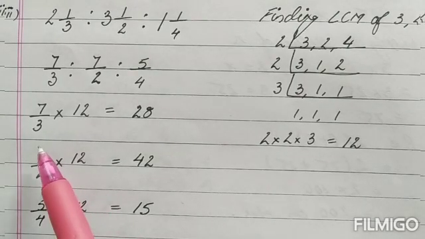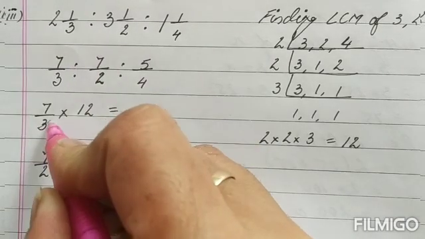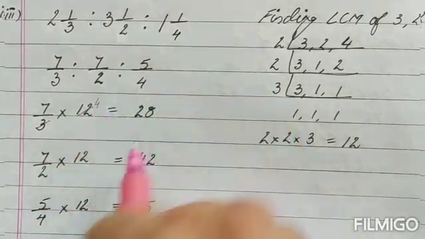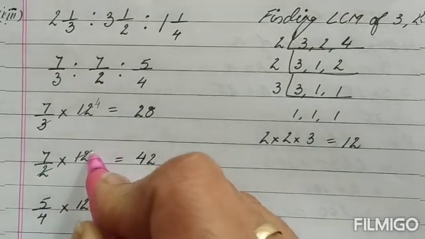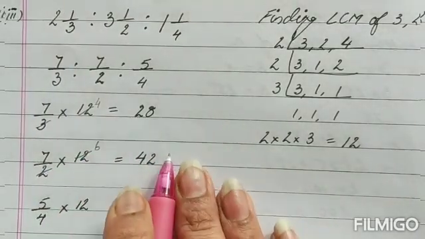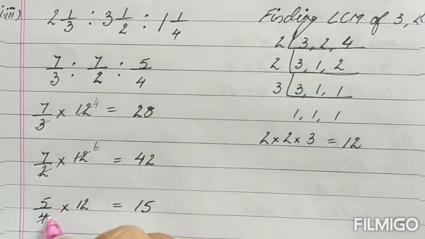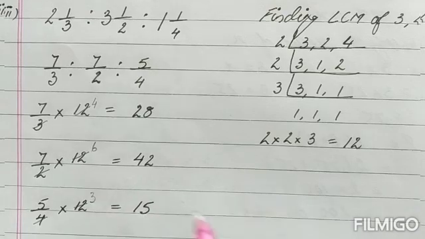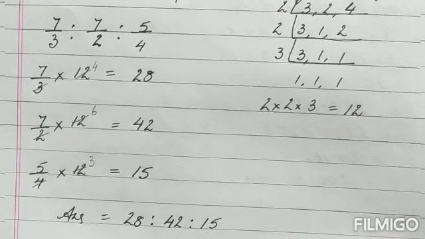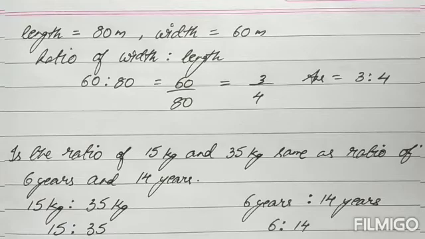Okay, so 7 upon 3 into 12 will be, children, 3 1s are 3 and 3 4s are 12. So 7 4s are 28. Similarly, 2 1s are 2 and 2 6s are 12. So 7 6s are 42. And 4 1s are 4, 4 3s are 12. So 5 3s are 15. So our answer is what, children? 28 is to 42 is to 15. Coming to question number 2, children.